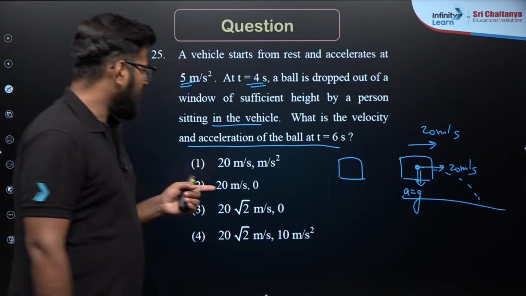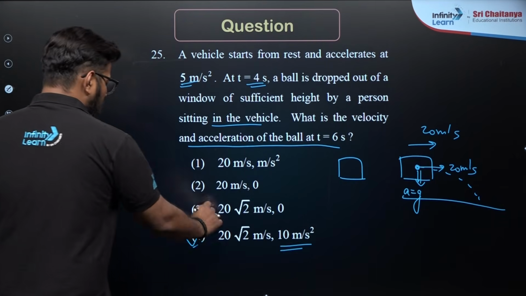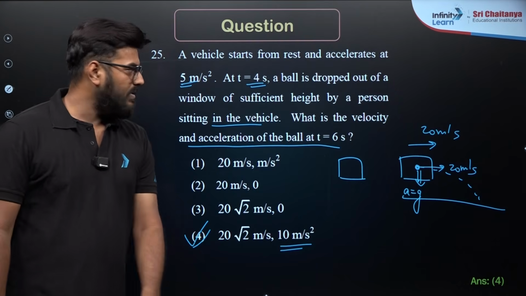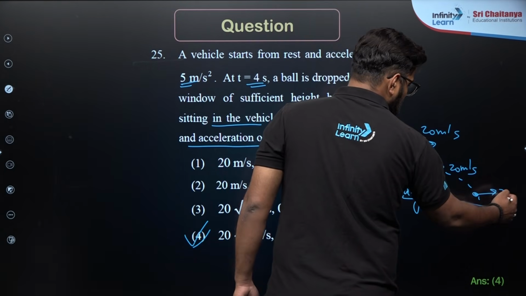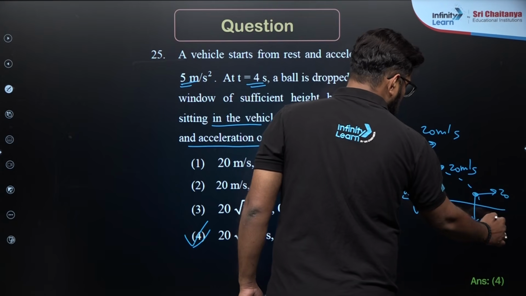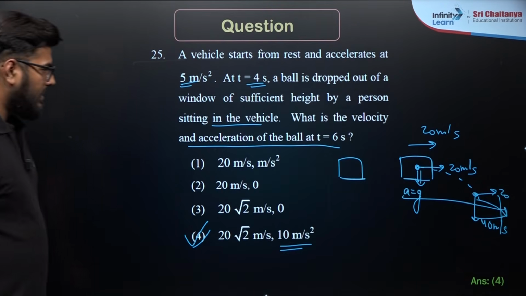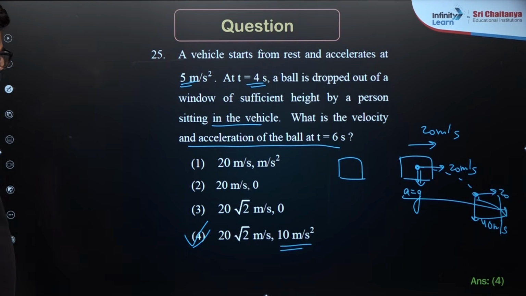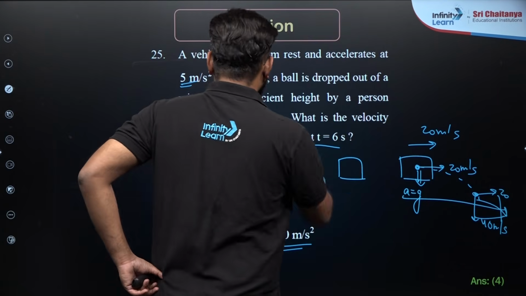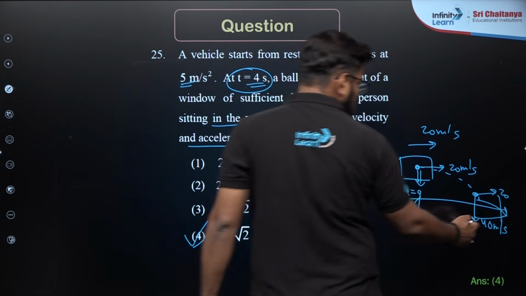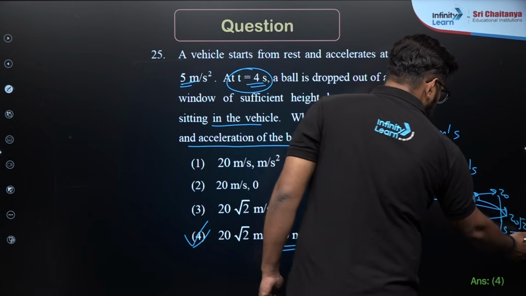So they're asking what is the velocity and acceleration of the ball. Acceleration is going to be 10 meters per second square, and based on that only I can clearly say option number 4 will be right. And velocity, you can find out, horizontal will be 20, vertical will be 10 into 4, which is 40 meters per second. So it's just going to be the vector sum of both of them. Oh, not 40. The velocity and acceleration of the ball at t equals 6, that means just 2 seconds later. So 2 seconds later it will be 20 only, so it's going to be 20 root 2.